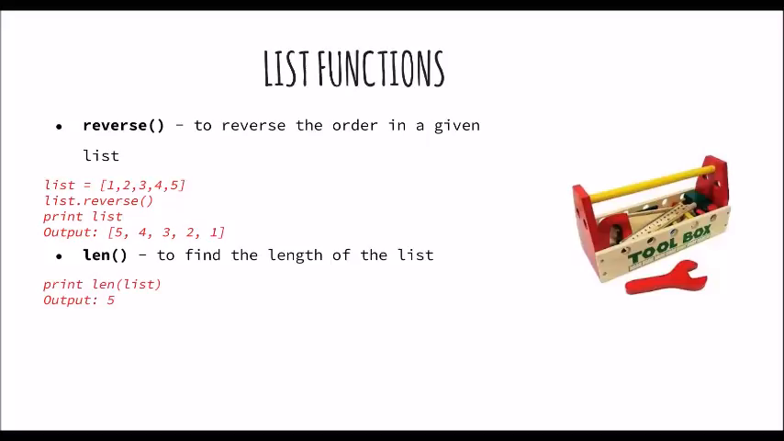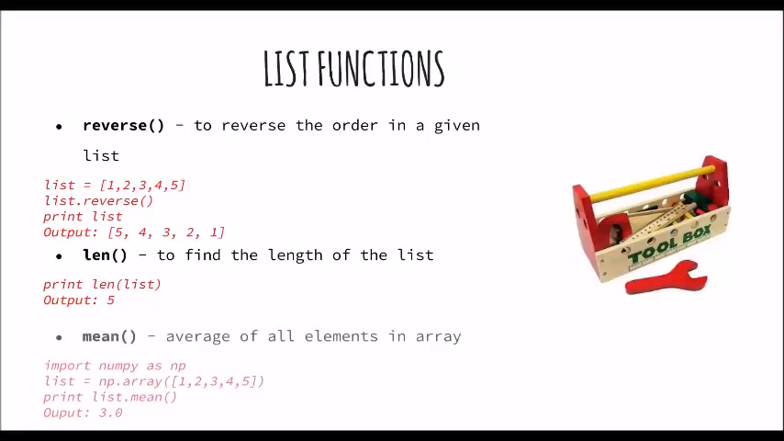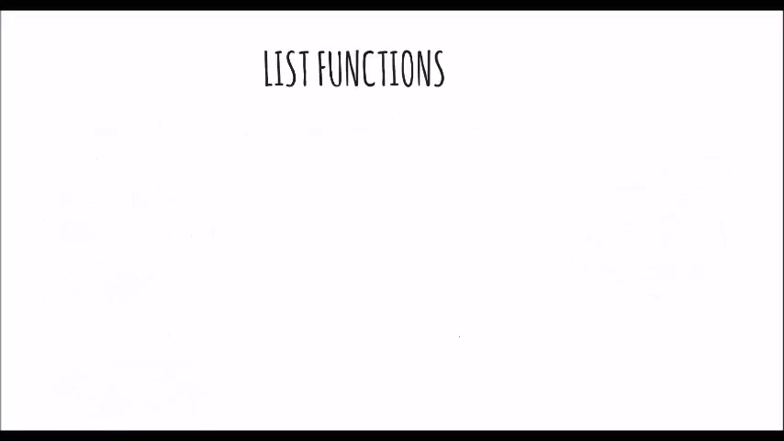Length. That's used to find the length of the list. When you print the length of the list, you would get 5 because there are 5 elements in your list. Mean. Mean helps to find the average of all your elements in the array. So now you have the array 1, 2, 3, 4, and 5, and you print out the list of mean, you would get 3. Let's move on to finding more tools.